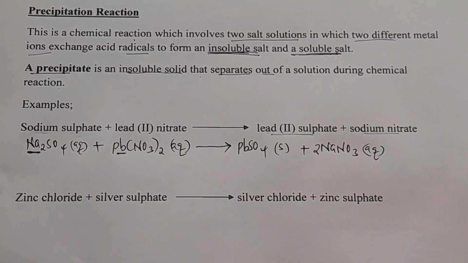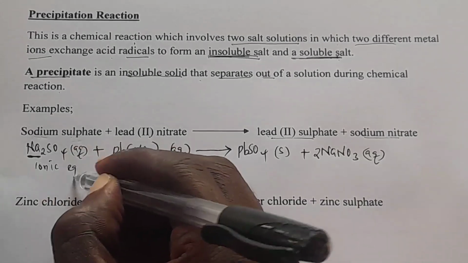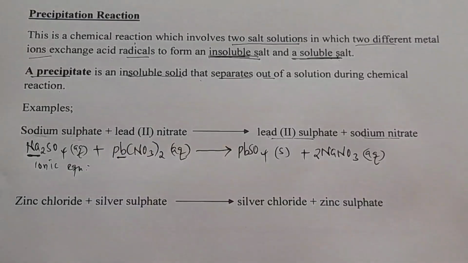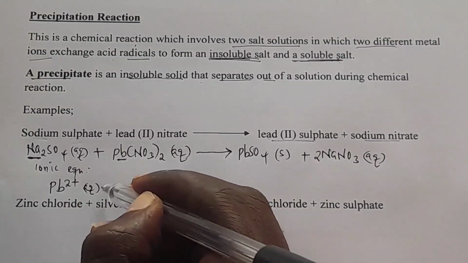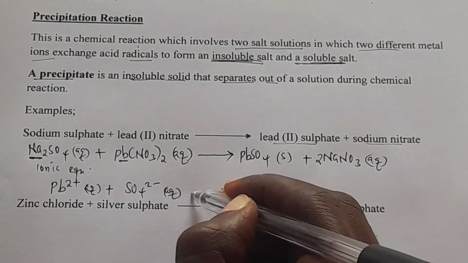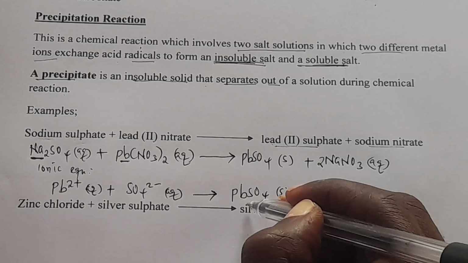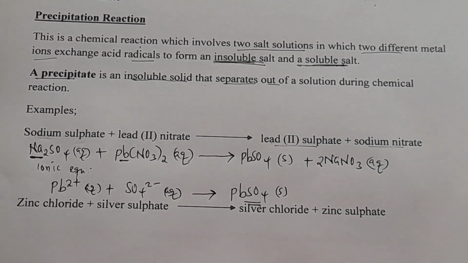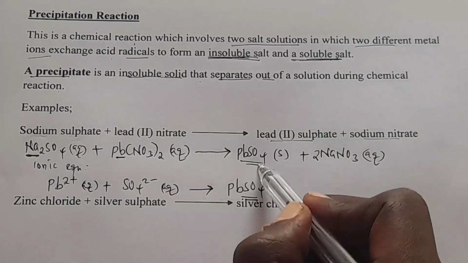For us to write the ionic equation for this reaction, remember we are supposed to remove the spectator ions. So here we are going to get lead 2 ions plus sulfate ions, which are aqueous. Thereafter, we are going to get lead 2 sulfate, which is our precipitate. So that is the ionic equation that results in the formation of the precipitate, lead 2 sulfate.